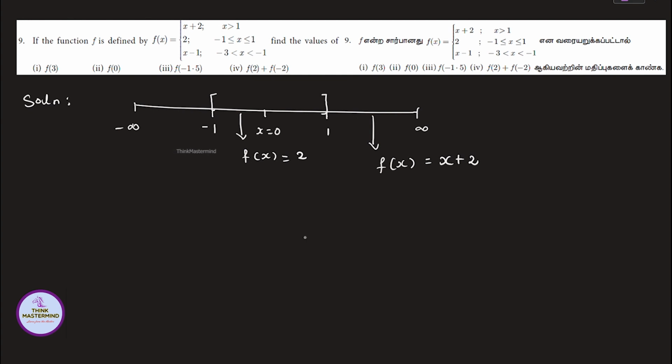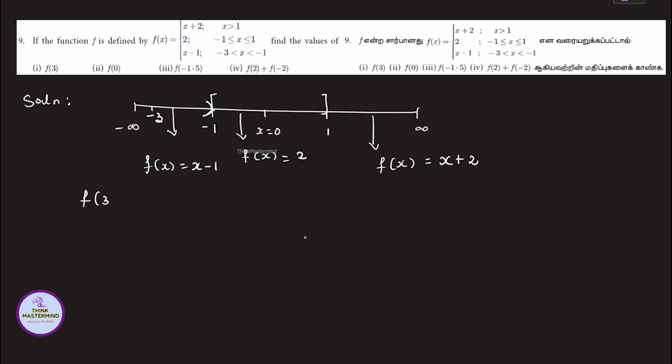Next, the interval between minus 3 and minus 1. So that is before minus 1, it is an open interval. Before minus 1 to minus 3, the function f of x is defined as x minus 1. Now our question is find f of 3.